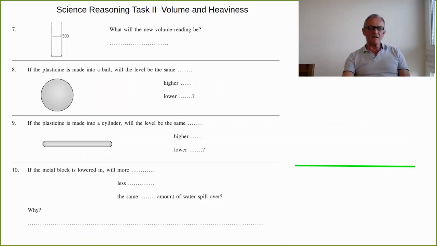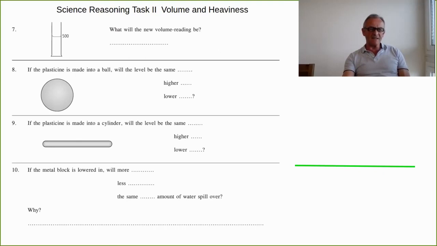Then a slightly more advanced one, where instead of what will spill over, it's looking at what new volume will be reached. And then this original block, which anyone who conserves volume will think will have the same volume, is rolled into a ball and then a cylinder. And this again discriminates those who are still struggling to have a concept of volume conservation.